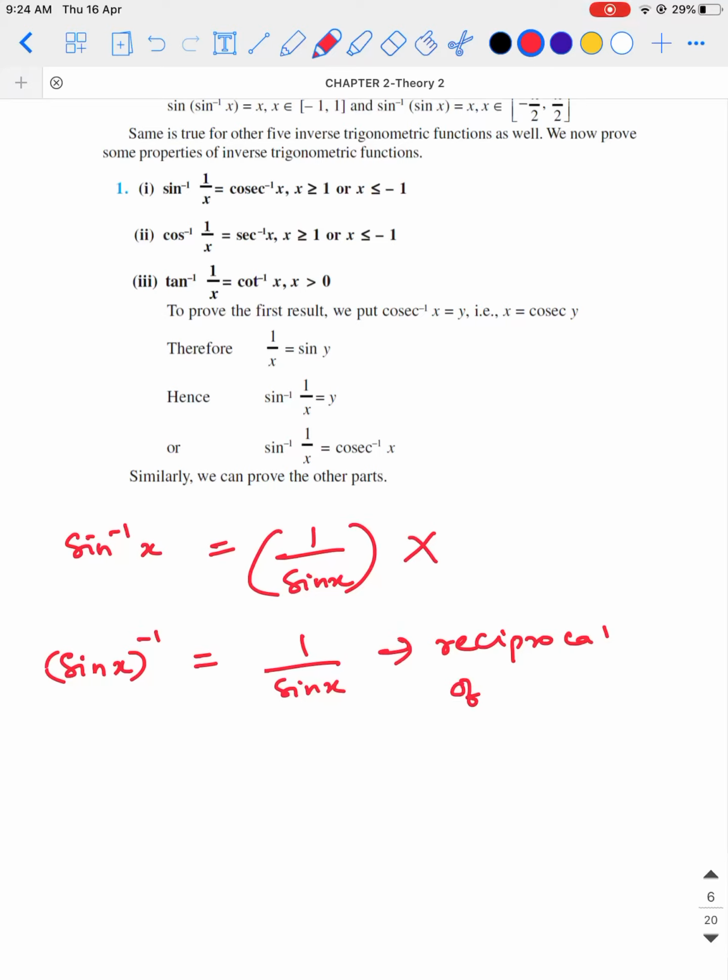There are two words, have it in your mind. Inverse is a function, reciprocal is just an operation. Reciprocal of sine x, whereas sine inverse x is going to be the inverse function of sine x. Similar is the case with other trigonometric functions also. So please avoid this mistake.